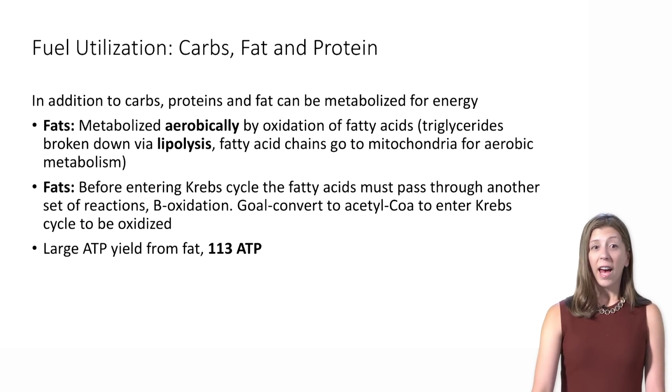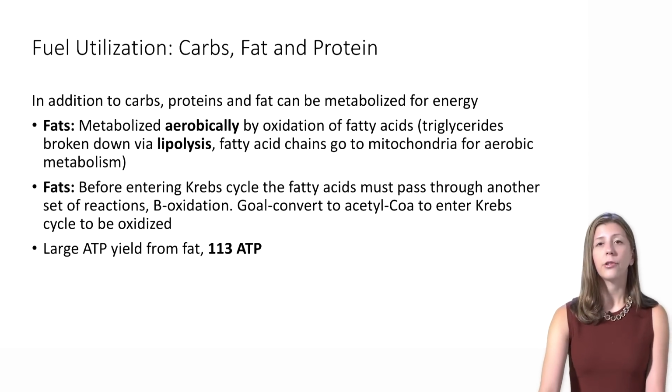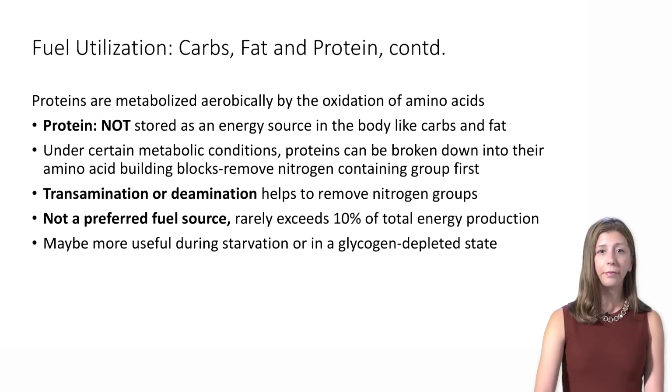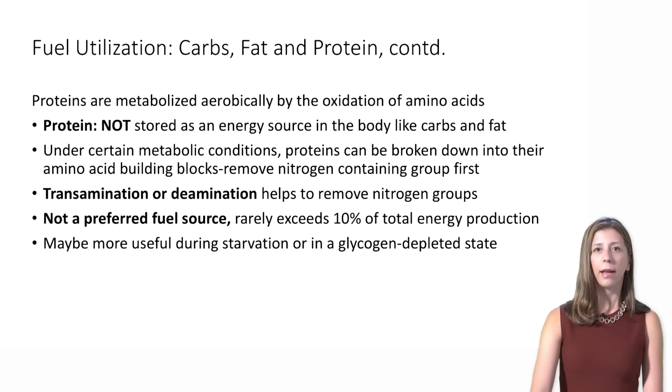Interesting point about fat is that we get so much ATP from utilizing fat as energy, 113 ATP to be exact, so much more than we get from carbohydrates. So what about protein? I told you guys, yes, protein can be metabolized aerobically by the oxidation of protein's building blocks, which are amino acids, but it's actually not a preferred source of energy for our bodies because proteins are not stored. We do not store proteins at all.